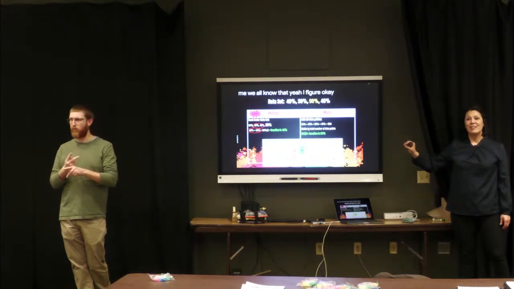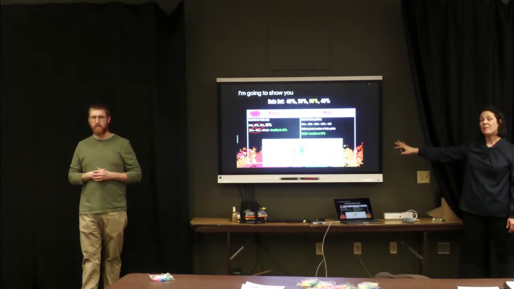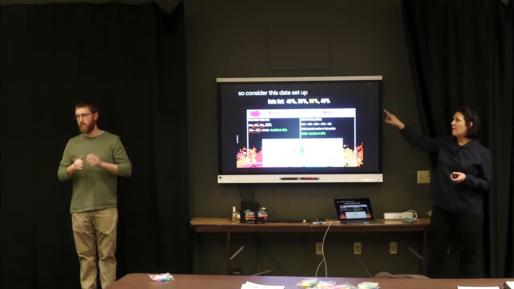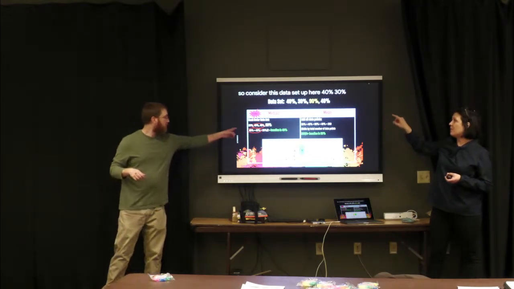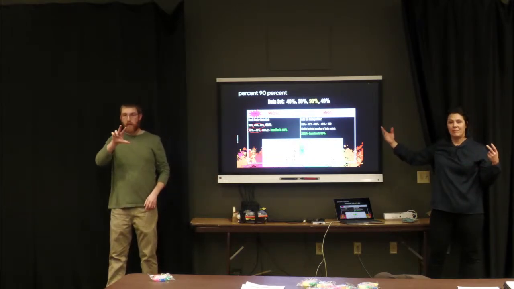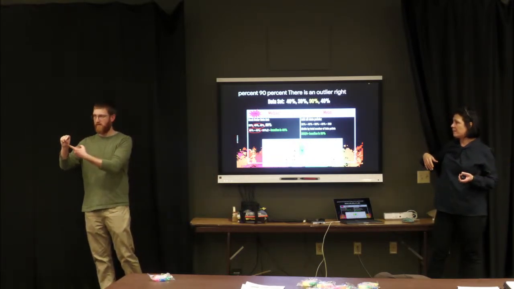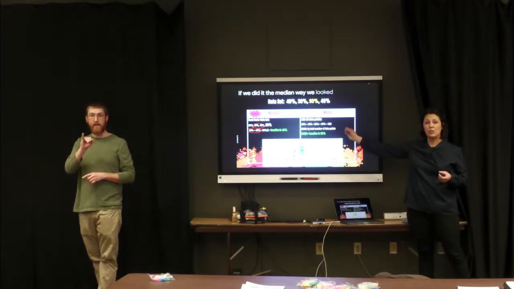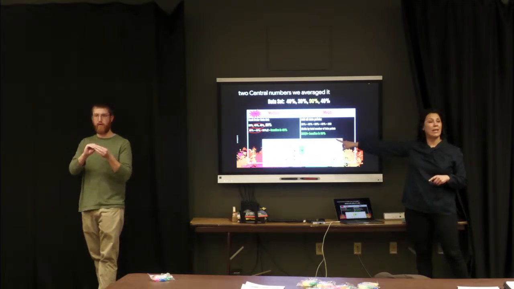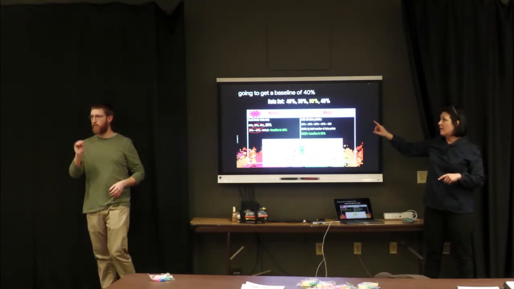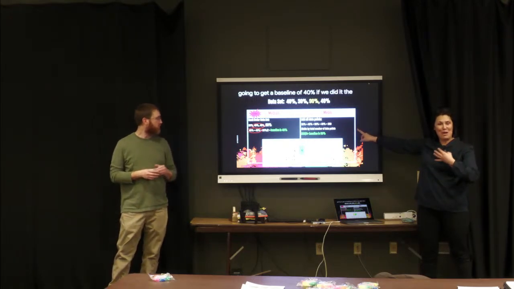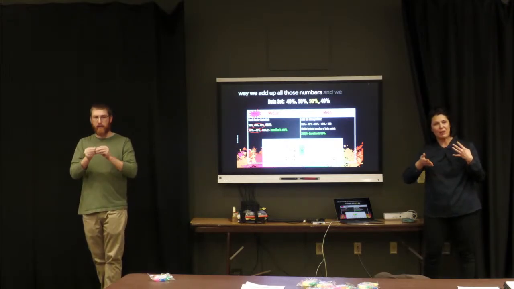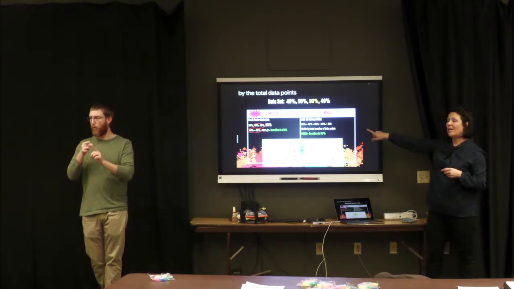Okay. Now here, I'm going to show you why it makes a difference. So consider this data set up here. 40%, 30%, 90%, and 40%. There is an outlier, right? 90%. If we did it the median way, we looked at the 2 central numbers, we averaged it, we're going to get a baseline of 40%. If we did it the typical way that most people do it, the mean way, we add up all those numbers and we divide by the total data points, we get 50%.